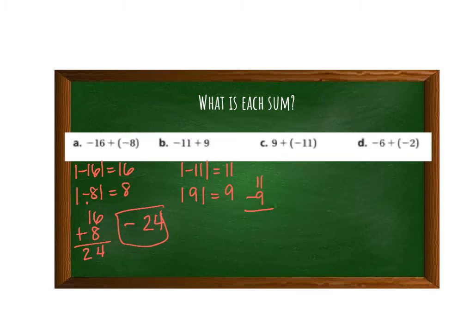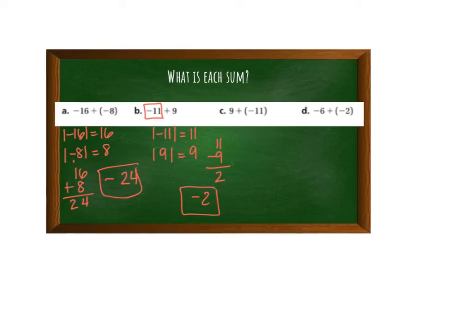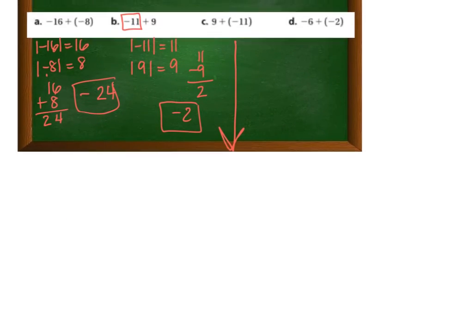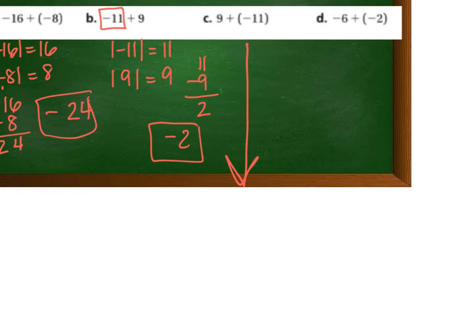So 11 minus 9 is 2. And since we do have a greater negative, we are going to make it negative 2. Okay, looks like I'm running out of space for C, so I'm going to bring C down here. Let's go ahead and do 9 plus negative 11.